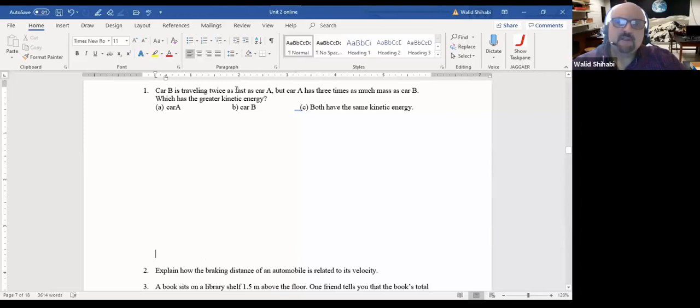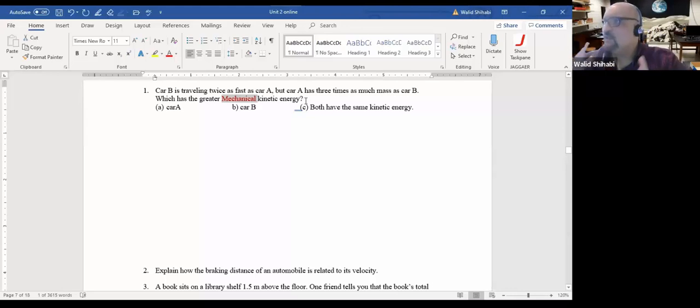If car B is traveling twice as fast as car A, but car A has 3 times the mass of car B, which one has greater kinetic energy? And here, just to be exact, since we are talking about moving cars, we are talking about mechanical kinetic energy. Okay, since we are talking about moving objects.